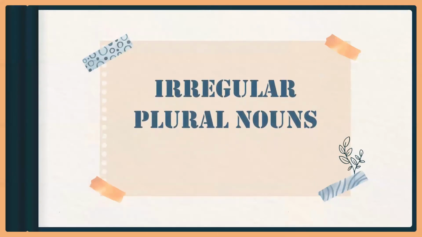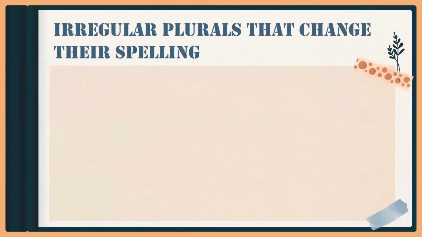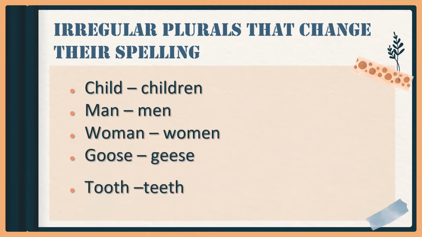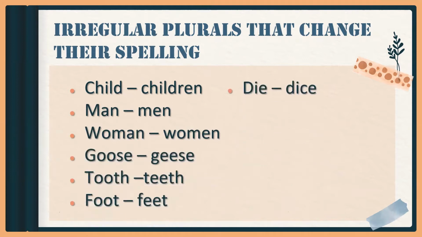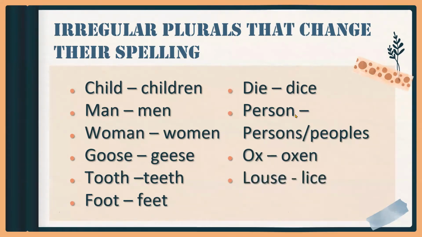The first one is the irregular plural nouns. The irregular plural nouns are those nouns that either change their spelling or keep the same spelling. So let's start. Number one, the irregular plural nouns that change their spelling. We have child to children, man to men, woman to women, goose to geese, tooth to teeth, foot to feet, die to dice, person to persons or peoples, ox to oxen, louse to lice.